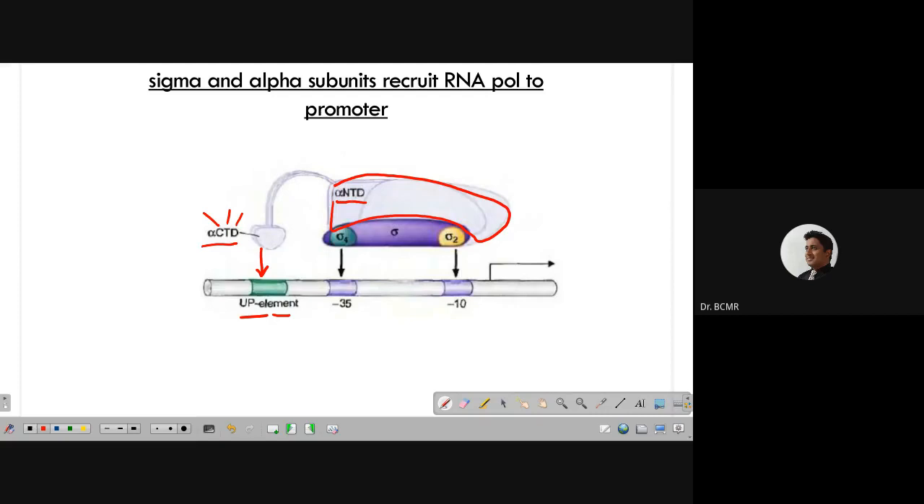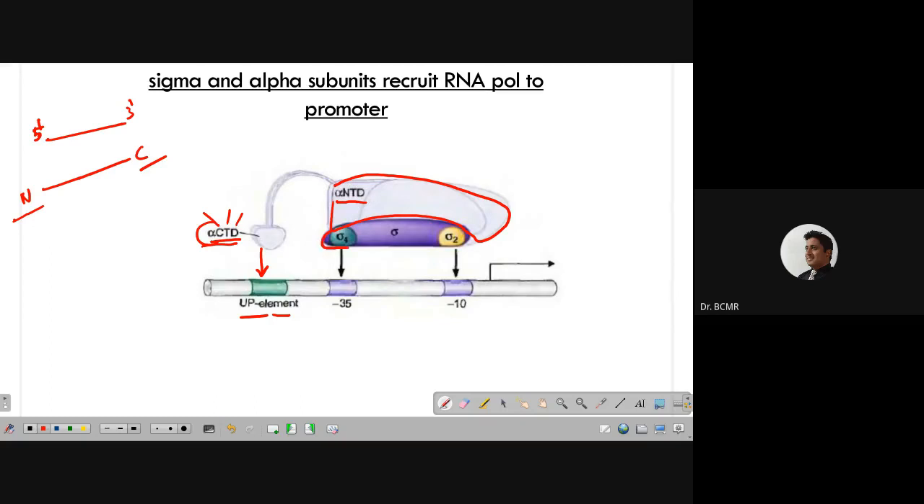the alpha N-terminal domain. I hope you remember that we read 5' to 3' for DNA or RNA. When it comes to proteins, we talk in terms of N-terminus and C-terminus. N is for amino group, C is for carboxylic group. So alpha CTD would mean that there is a domain on the C-terminus, and this is the C-terminal domain of the alpha subunit of RNA polymerase.